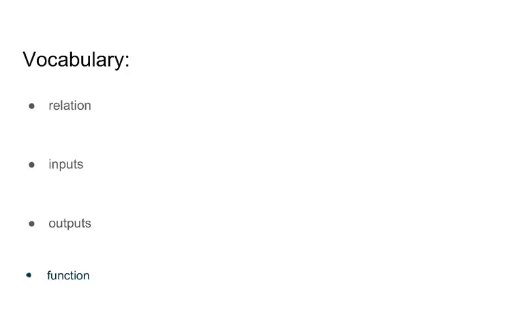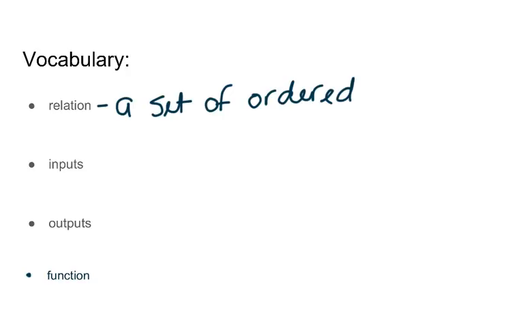Very quickly, we need to do some vocabulary. The first word, relation. A relation is just a set of ordered pairs. That means several different ordered pairs together.